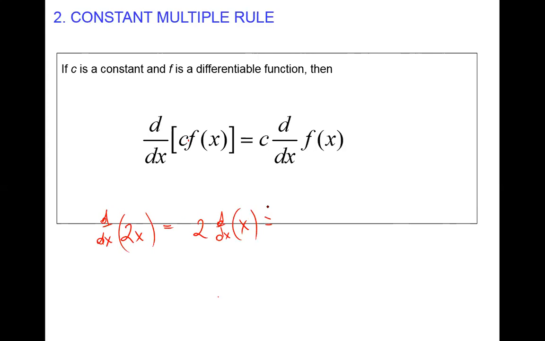I can say I have 2, a constant 2, I can place in front, and the derivative of x is 1. That means I differentiated only the x expression, the variable, the main function. I didn't differentiate the constant. That's when you can see the constant travels in front. And it's always so easy to put the constant outside and focus on the function.